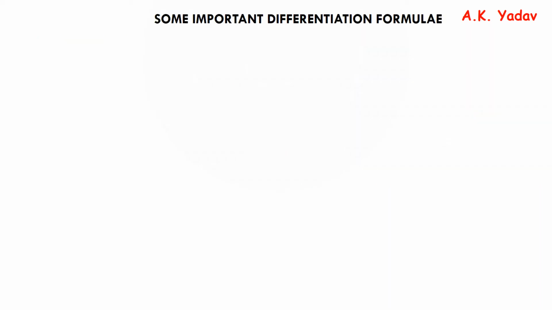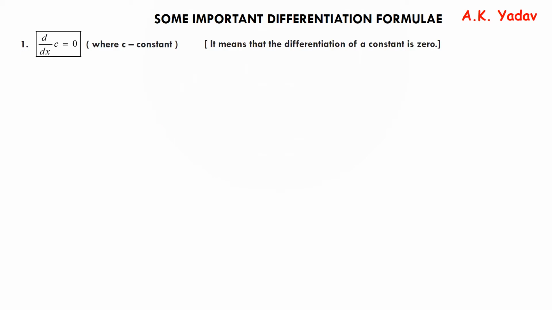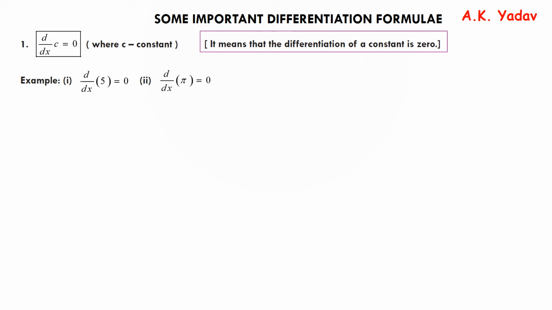Let us do a few important differentiation formulas. The first one: d by dx of c is 0, where c is a constant. It means the differentiation of a constant is 0. Let us do a few examples. d by dx of 5 is equal to 0 because 5 is a constant number. d by dx of pi is 0 because pi is also a constant.